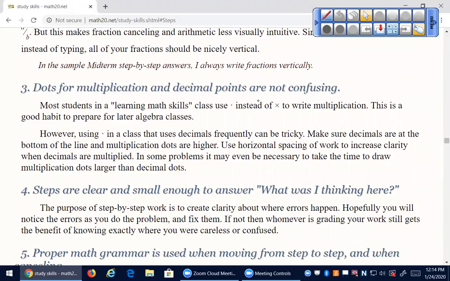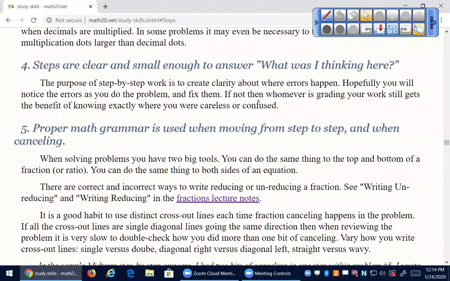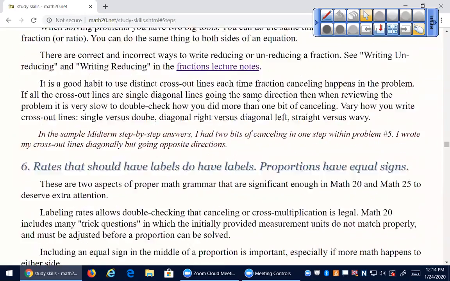So let's see. Okay, are steps clear and small enough to answer what was I thinking here? When we get to proportions, we'll talk more about that. But so far, just use what you've seen me do on the board, so that you can tell what I'm doing in each step. Each step is on its line. Proper math grammar, we don't really have that much yet. We talked about when you're reducing fractions, there was one bad way to write it, using a single divided by 2 to mean divide the top and the bottom by 2. But that would actually be divided by 2 over 1, which is not what you're doing. You don't have a lot of math grammar to use badly yet, so that's not too big a deal.